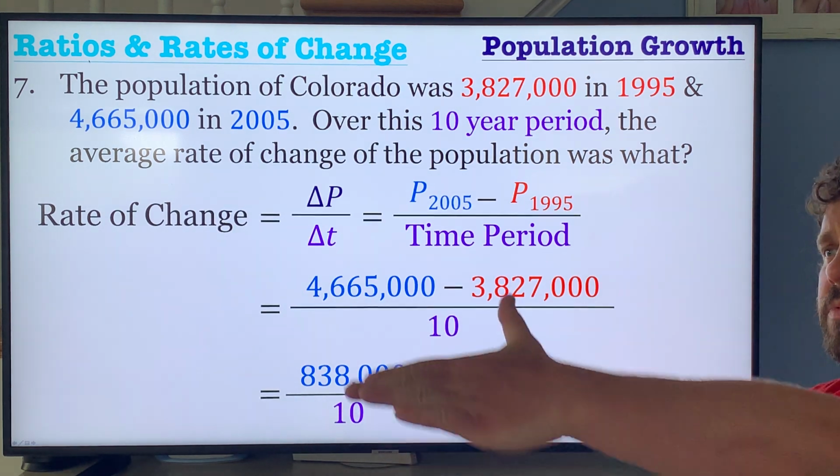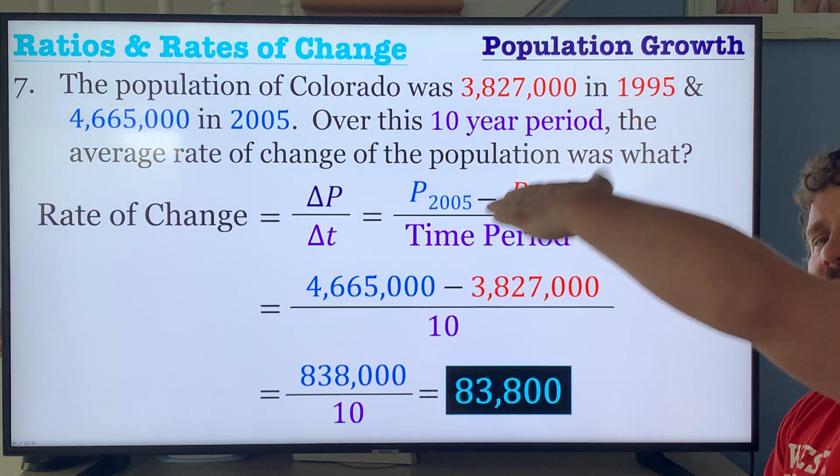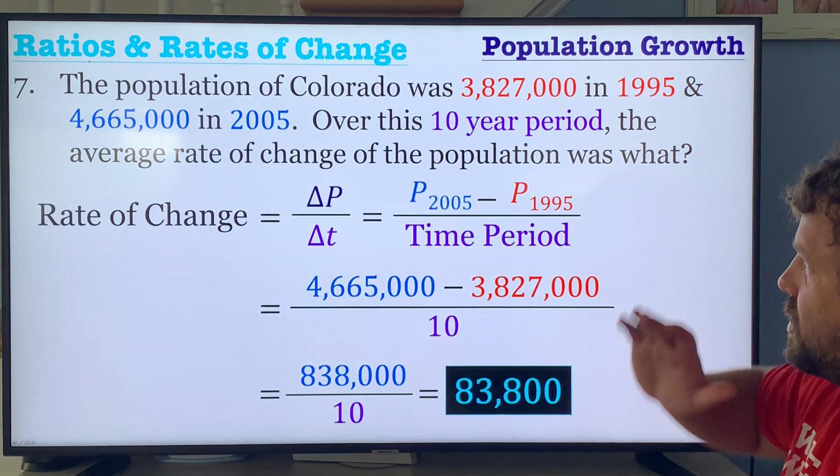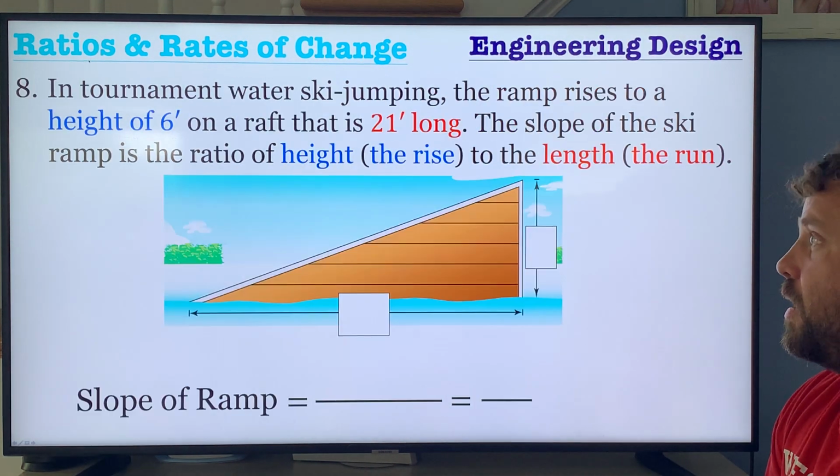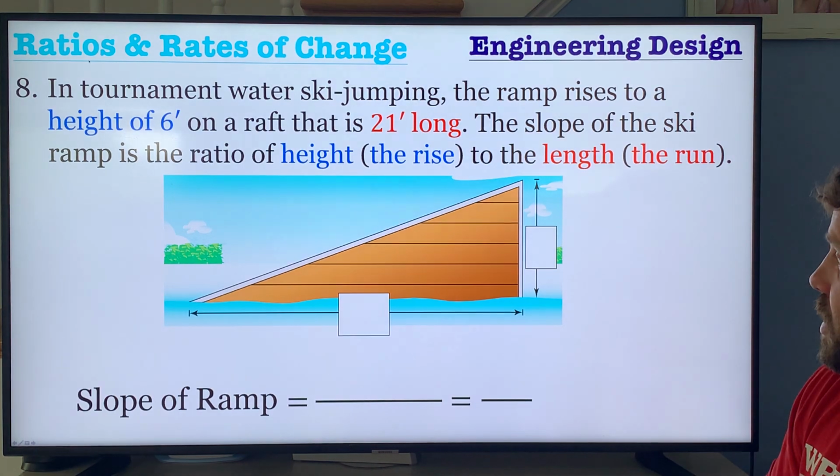All right, but population usually doesn't go in a linear way. It's usually some type of exponential form. But this is just a very simple, basic rate of change. All right, let's move on. Why don't you guys try to find the rate of this?